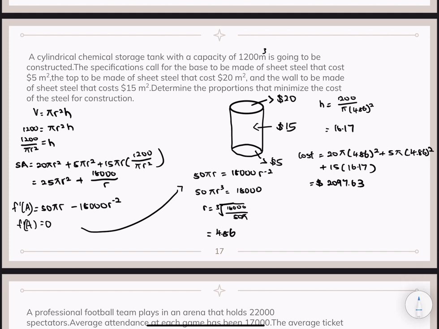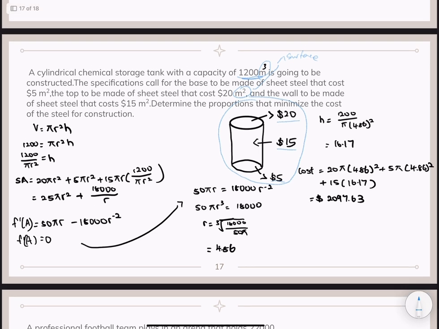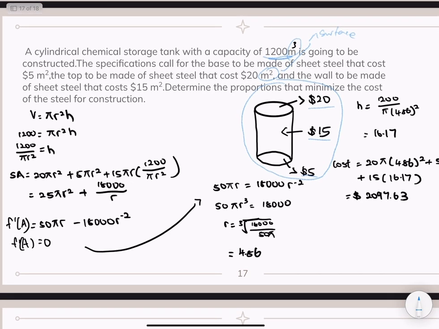So first step, let's draw a cylinder, and we know that the top is $20, wall is $15, and base is $5. And this measure is m², which means it is a surface area. We need to find the surface area for the cylinder. And this measure m³ means we need to find a volume. So the volume for this cylinder is 1200 m³. The volume formula for a cylinder is πr²h.